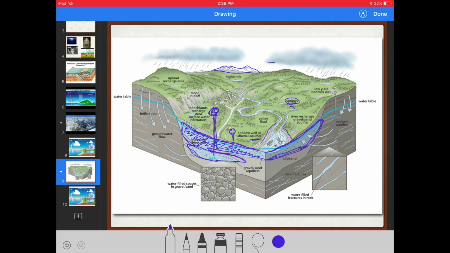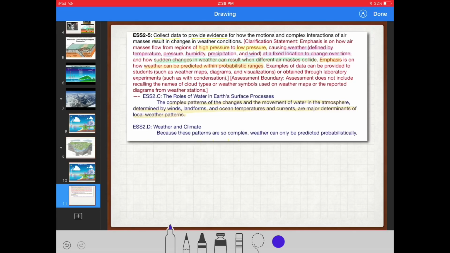But for our unit here on meteorology, we're going to be focusing on how water moves through our atmosphere, why clouds form, and then why we get different types of precipitation. So our actual Next Generation Science Standard that we're working towards right now is ESS 2-5. So we need to collect data to provide evidence for how the motions and complex interactions of air masses cause changes in weather conditions.